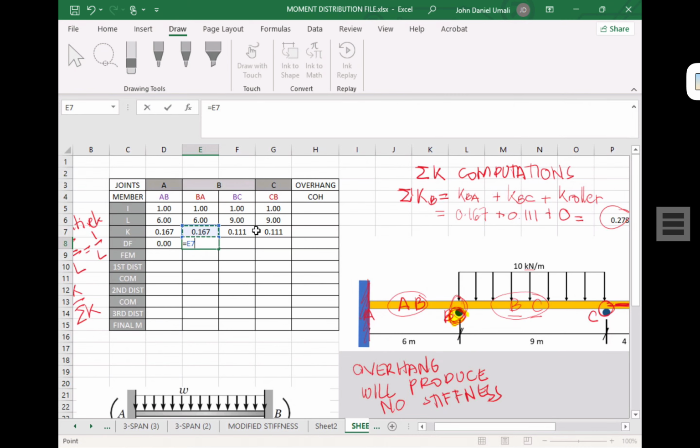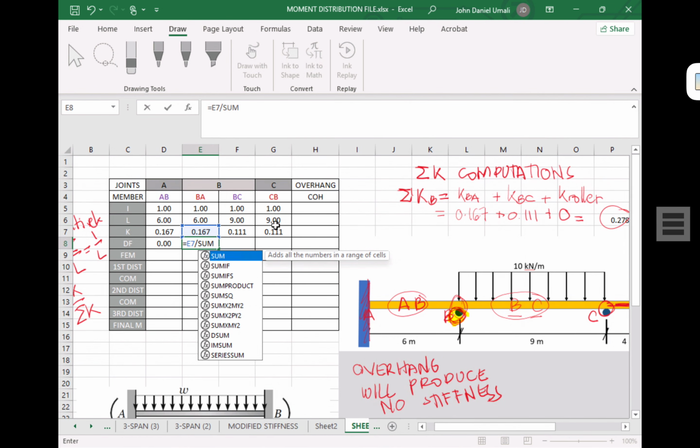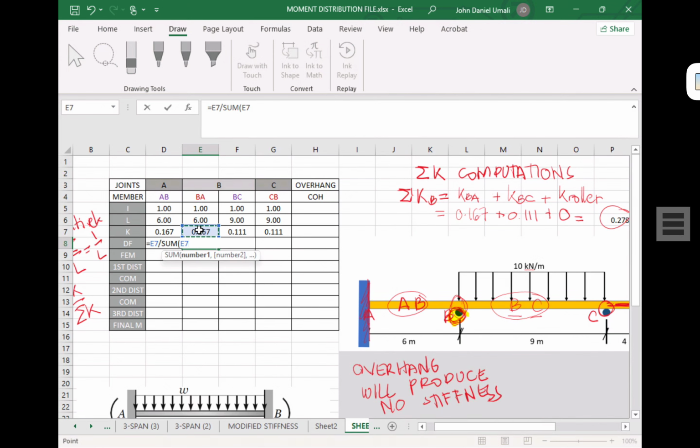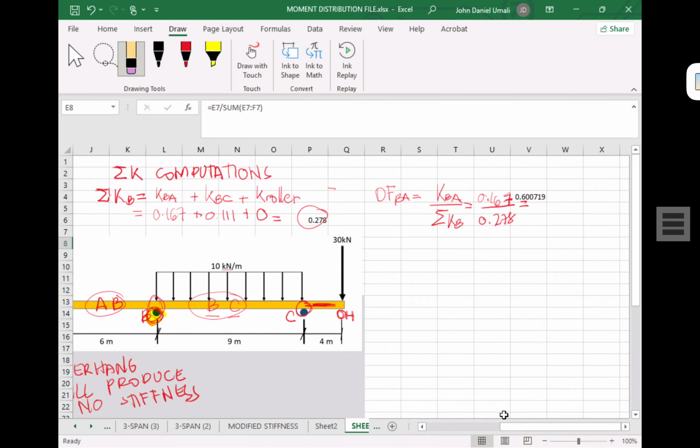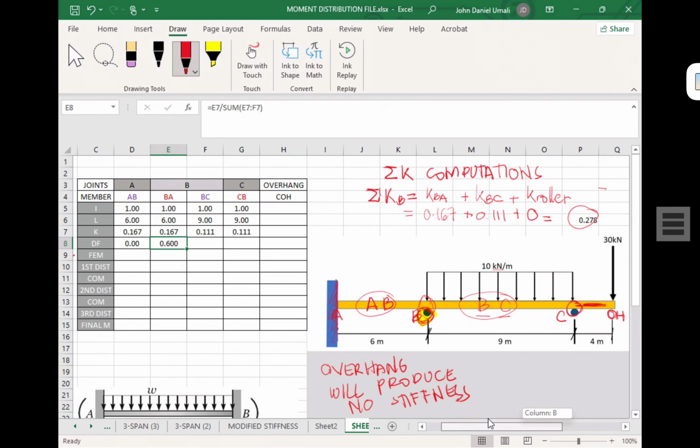Equals KBA over the sum of these two. So we just add KBA and KBC in the denominator. So that is 0.600, which is basically the same as this. It rounds off automatically in our spreadsheet.